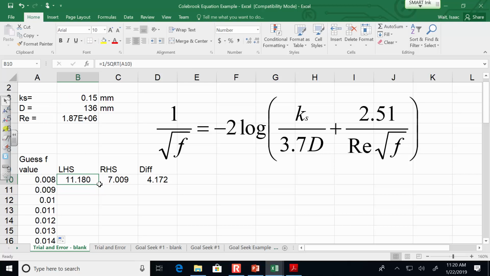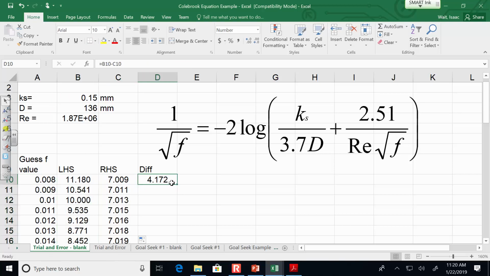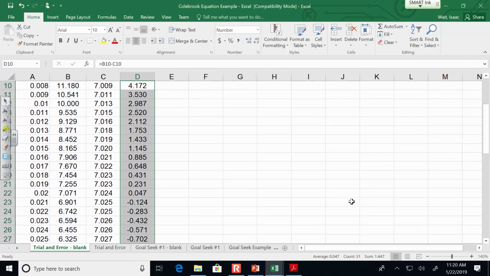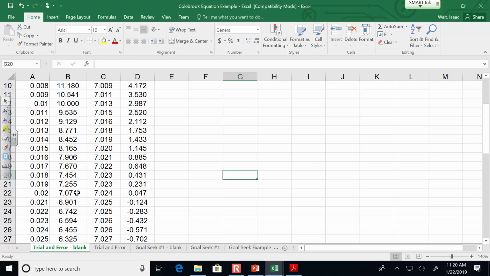So let me double click and this will go all the way down to the bottom. This will go all the way to the bottom, as will the difference. And what we're looking for is where is that difference minimized, and then that tells us it's the correct f value. Okay, so the crossover point is somewhere between 0.02 and 0.021.